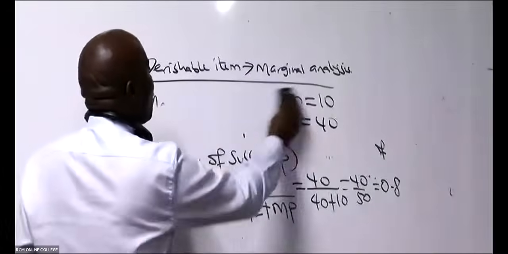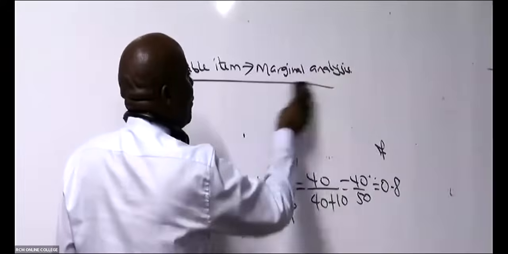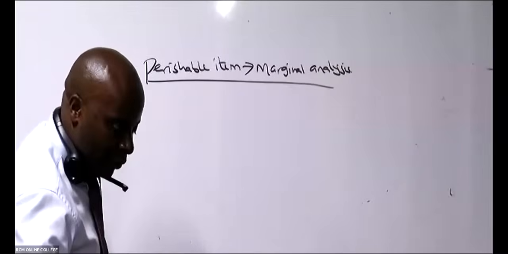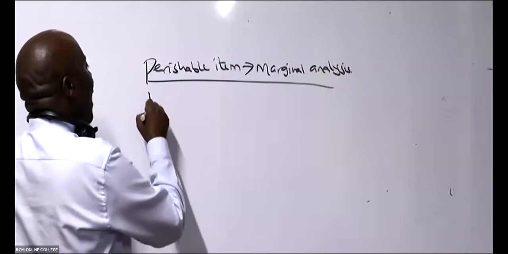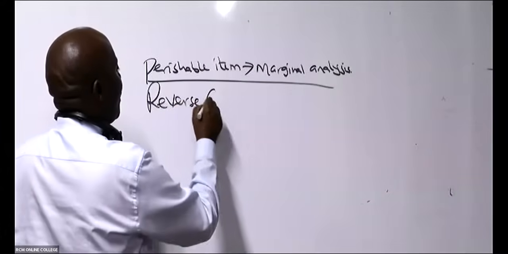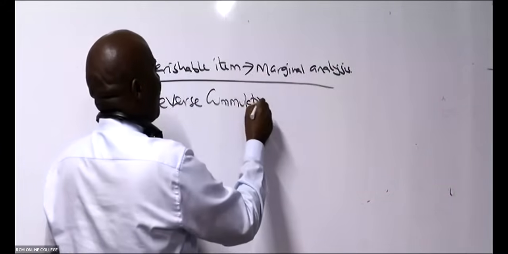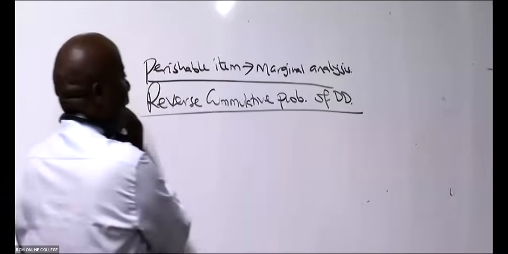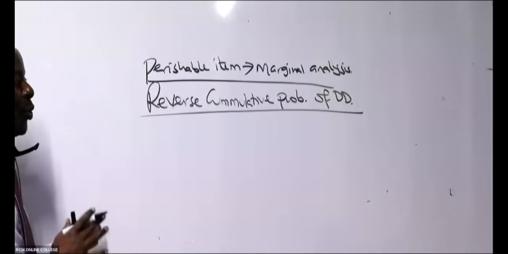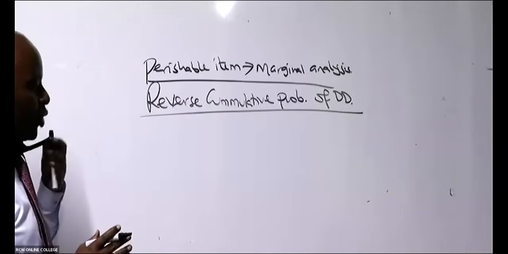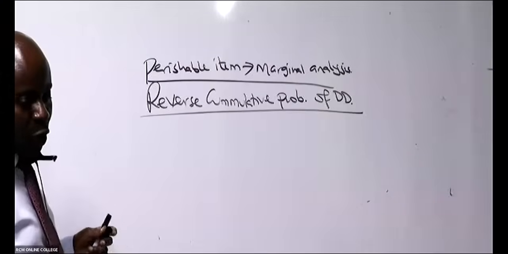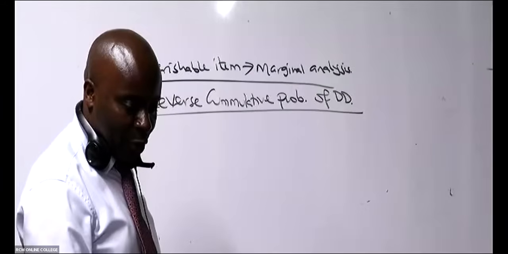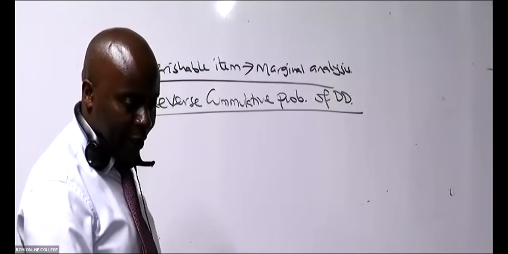The next thing is for us to give our examiner the cumulative probability of demand. So cumulative probability, actually call it reverse cumulative probability of demand. It's a reverse. It is the only area where we use reverse gear. Fortunately, they have given us the demand figures.